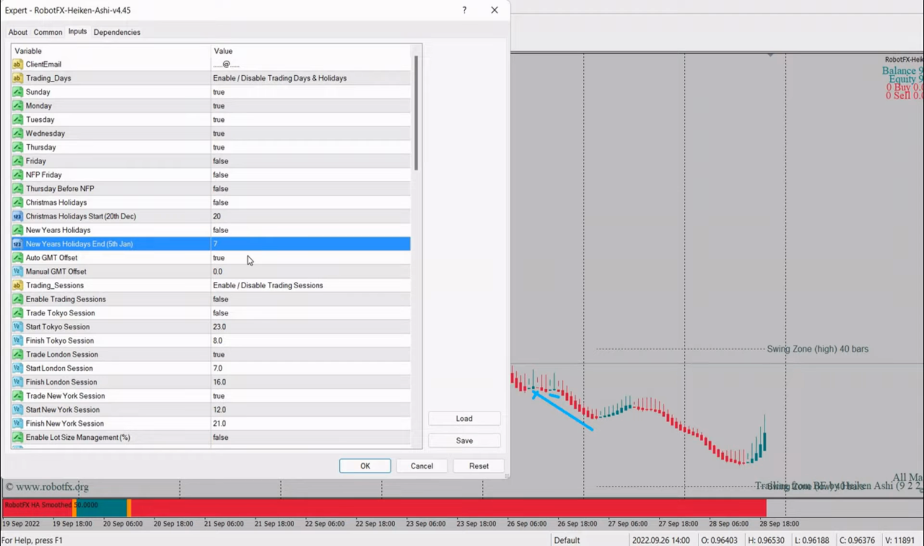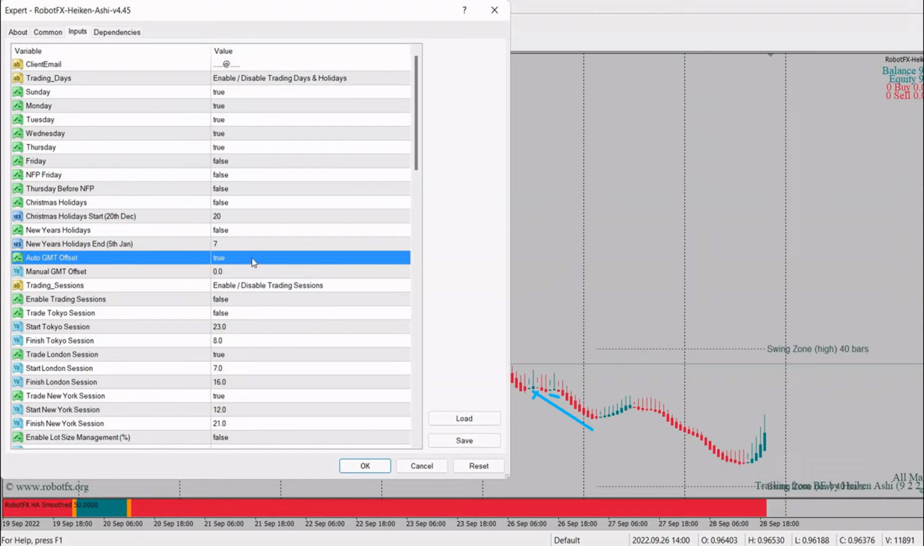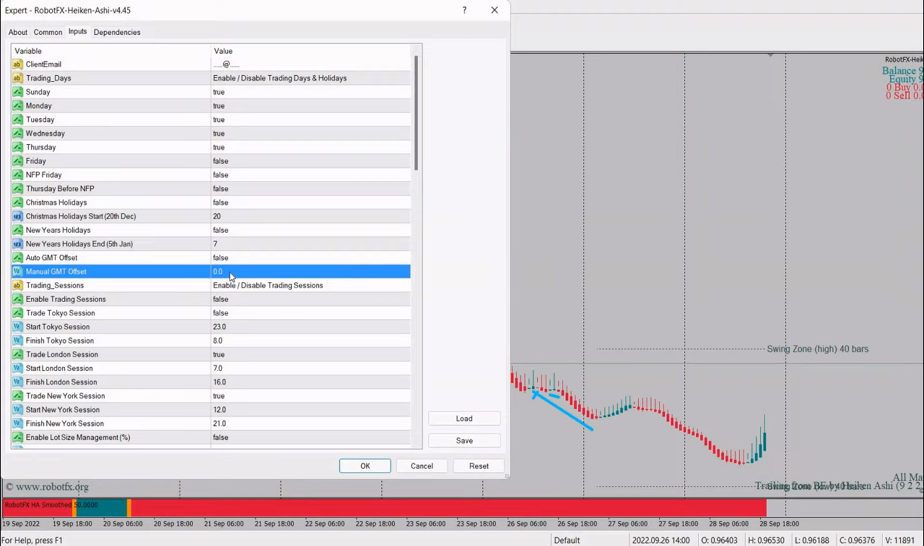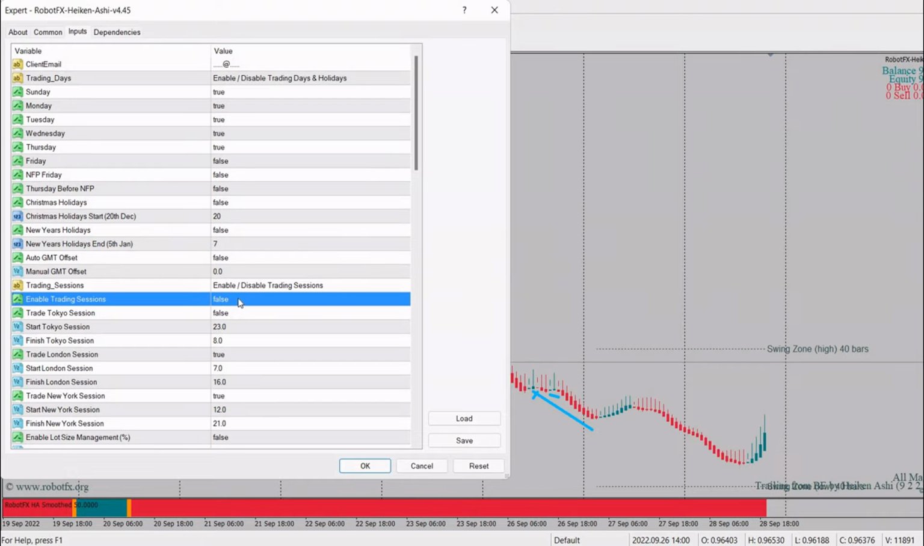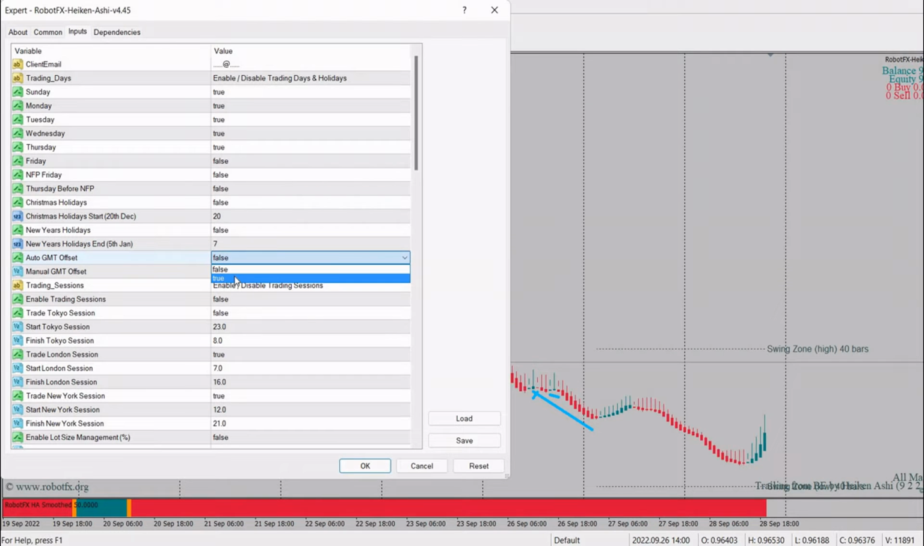You can set the GMT offset automatically by setting this auto GMT offset option to true, or enter it manually, but make sure you disable it if you are using this expert advisor in the strategy tester. Usually you must have the auto GMT set to false in the strategy tester for this expert advisor to make use of the trading sessions filter below. If not, you can simply ignore it if you are trading live. Leave it to true and the expert advisor should find it.